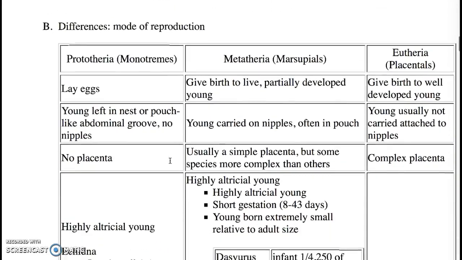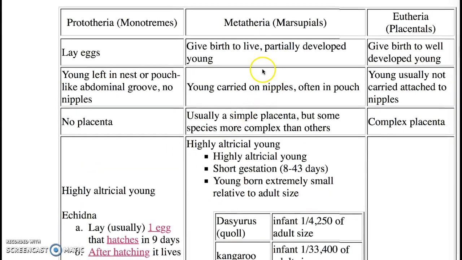All right, let's look at marsupials now. They give birth to live young, so no more eggs, but the young are born very, very undeveloped. So they're also highly altricial. Once they're born, they attach to nipples, either in the female's pouch, if it's a species that has a pouch, or just hanging from her abdomen. About half of marsupial species don't have a pouch, so the infants are just carried on the outside of the mother's body.